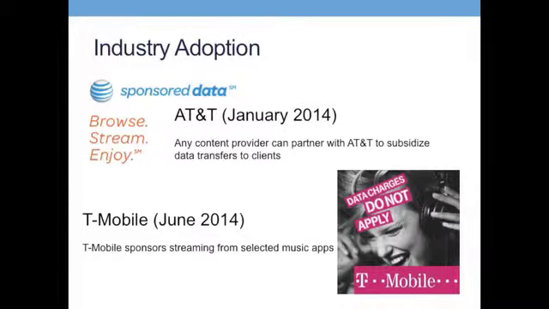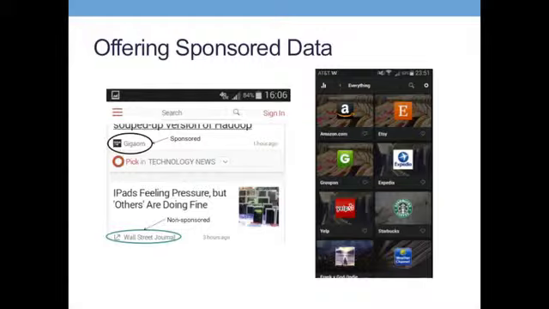In January 2014, AT&T announced a sponsored data initiative in which any content provider would be able to work with AT&T to sponsor its traffic. T-Mobile announced a targeted program in June 2014 where they would sponsor all music streaming. Users can use sponsored data either by selecting sponsored parts of an app, as in the news stories on the left, or selecting from a range of apps, as in the right screenshot.